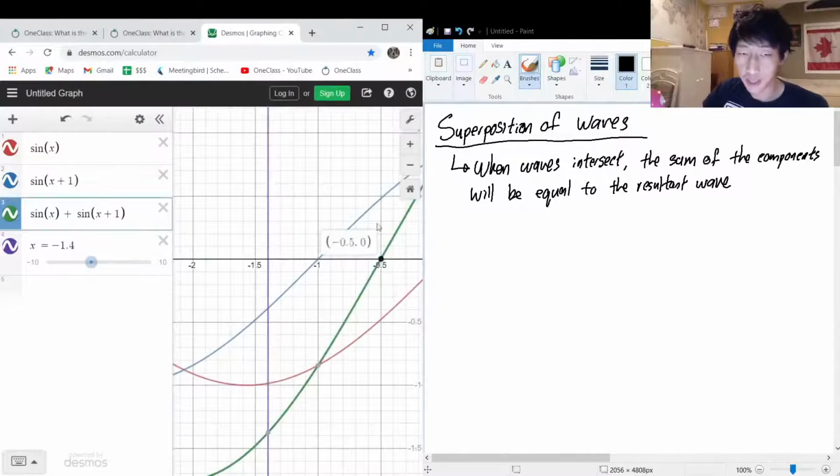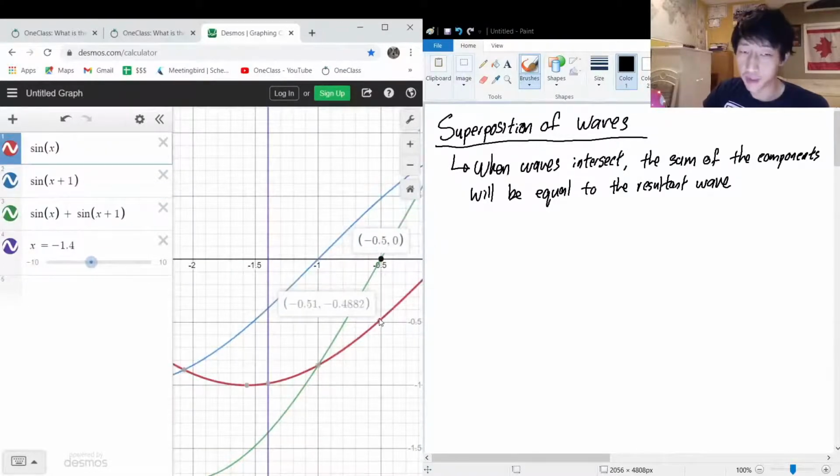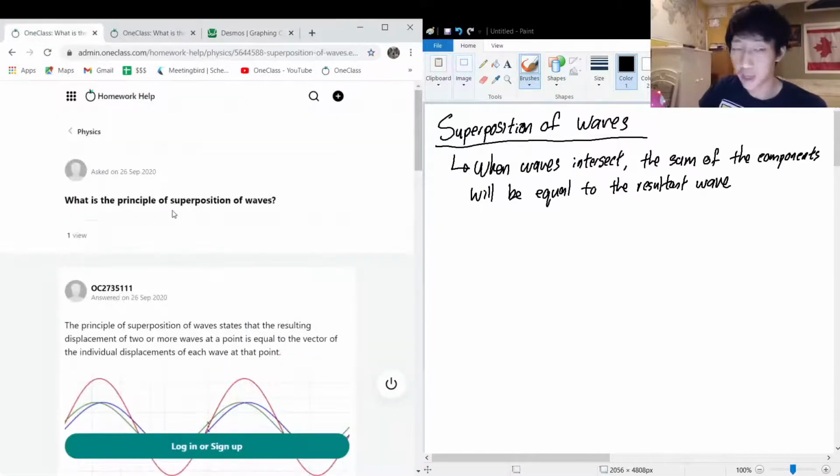Here is a case where we have one that's positive and one that's negative. So yeah, you just add them together, or subtract the negative one from the positive one. But that's the same as just adding them together and including the signs. So superposition of waves: wherever they intersect, the sum of the components is equal to the resultant.